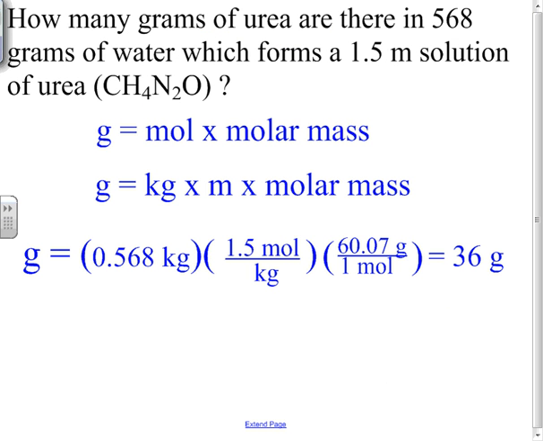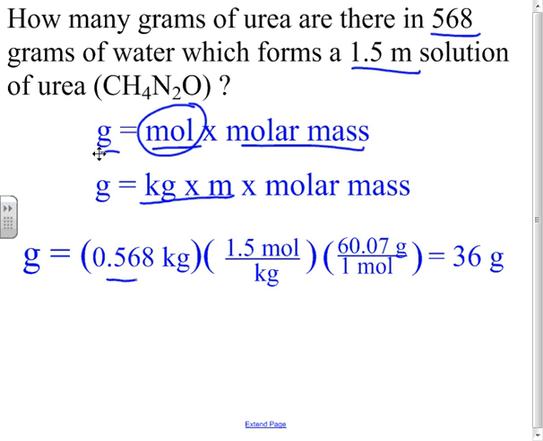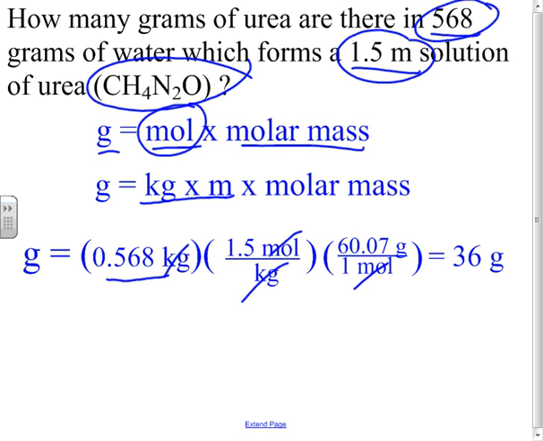This problem, we were asked for how many grams of urea, that is the solute. So now the number of grams equals the number of moles times the molar mass. This problem never gives you the moles, but it gives you the molality and the mass of water. So we can substitute in for moles. Moles equals kilograms times molality. And so kilograms of water times the 1.5 molal concentration, which is moles per kilogram, times the molar mass of urea from the periodic table. Now moles will cancel, and that comes out to 36 grams.